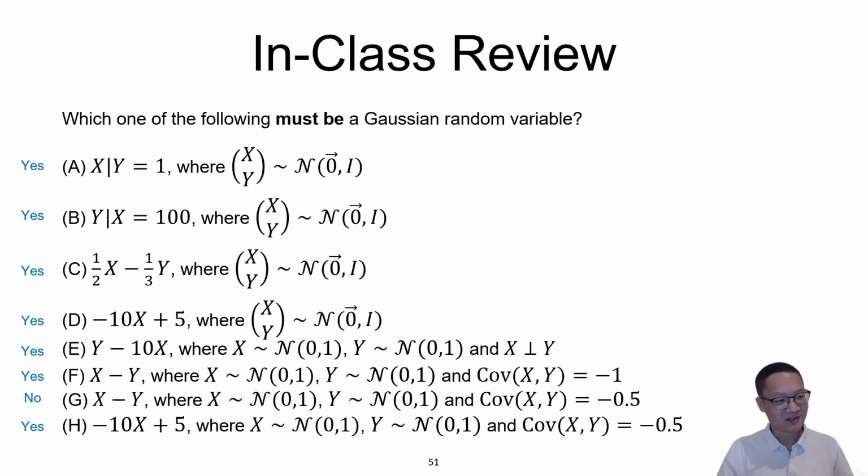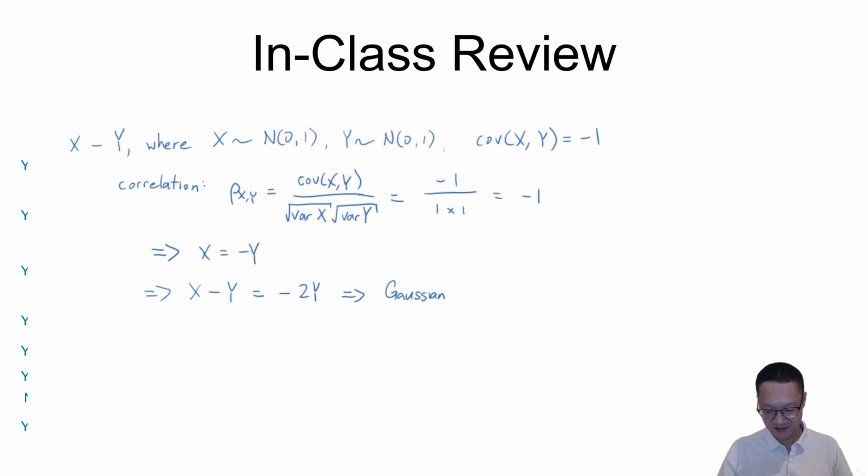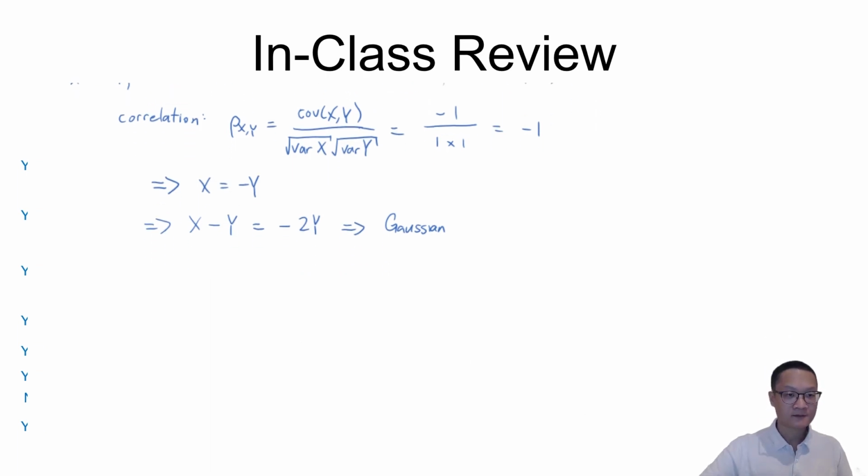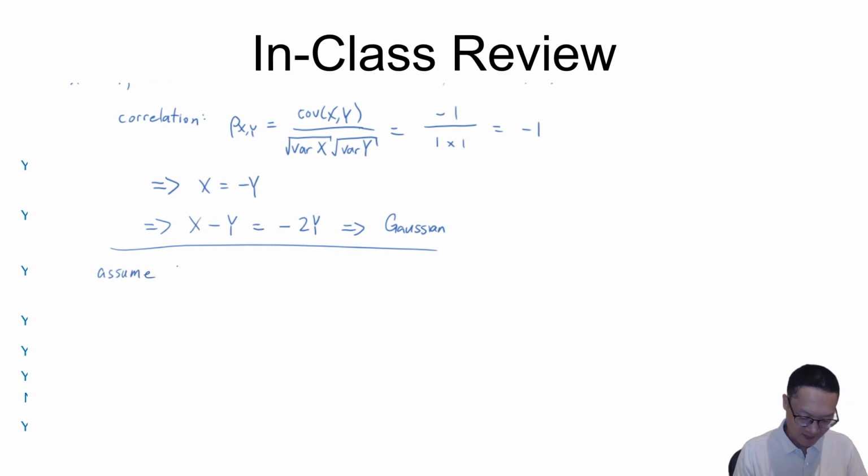Okay, before we wrap up the probability review, I just wanted to quickly show why a correlation of minus 1 means that x equals minus y. So again, this requires a bit of work, so let's work it out. For this, let's just assume that our variables have zero means and unit variance. So let's assume that x, y have zero mean and unit variance. Unit variance means that the variance is equal to 1.